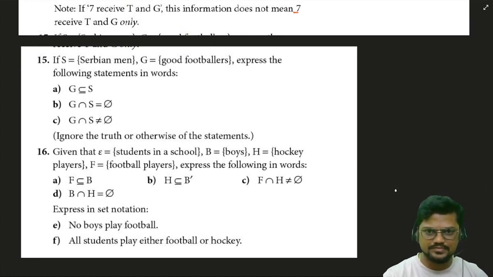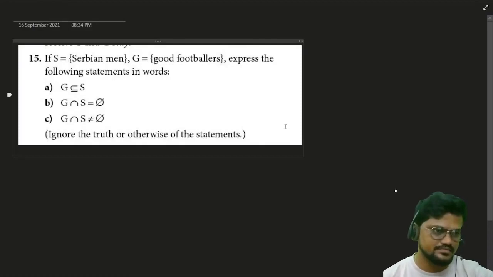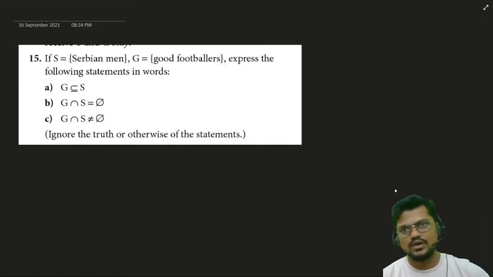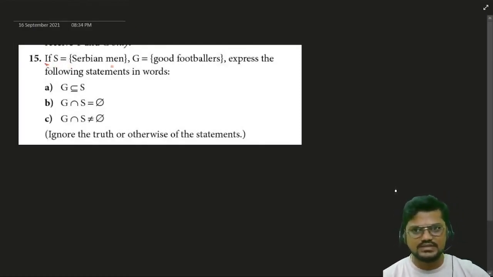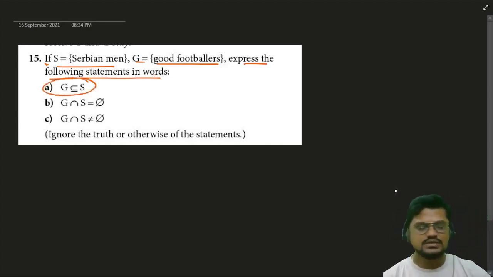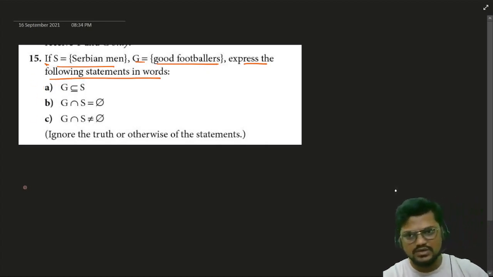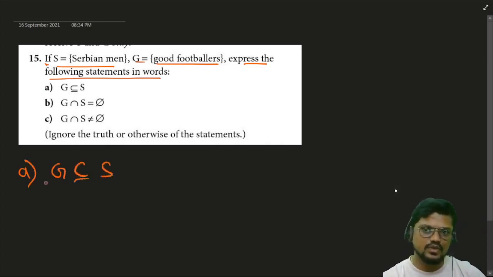Now the next sums are like you have to write the statements in words. Now what is given? If S is a Serbian man and G is a good footballer, express the following statement in words. Now see what is given. G is a subset of S. G is a subset of S. What does this state? How do we write the statement of this?